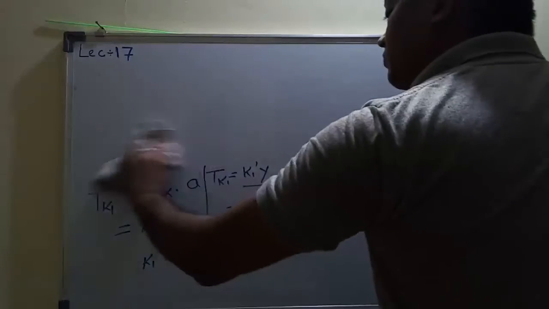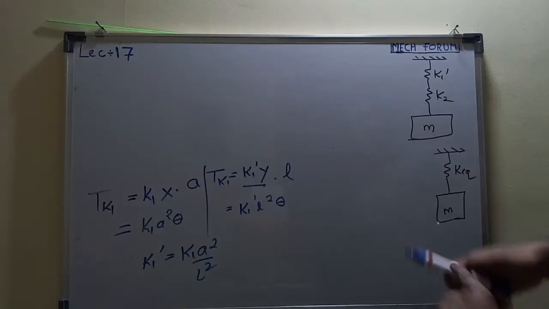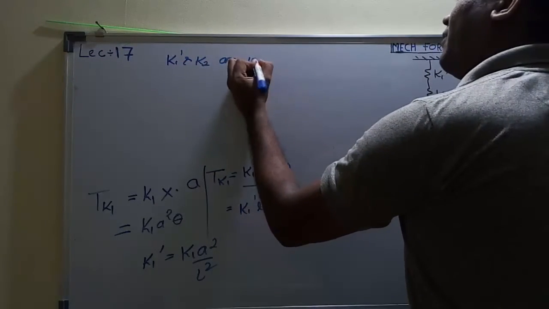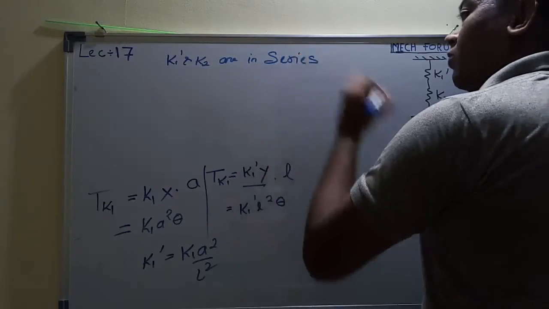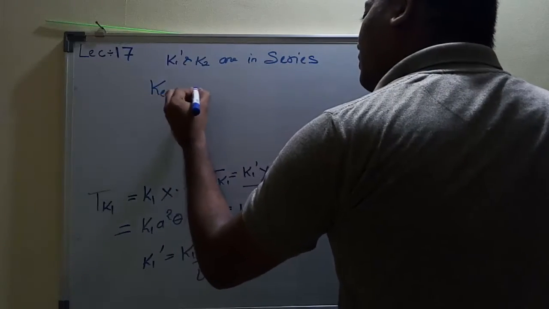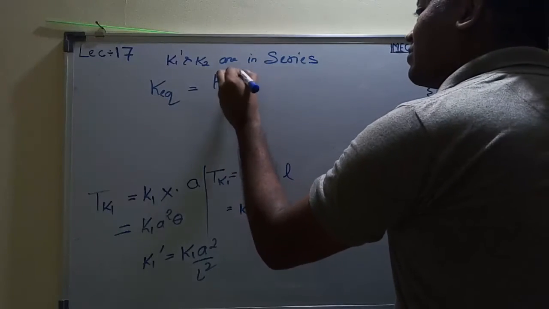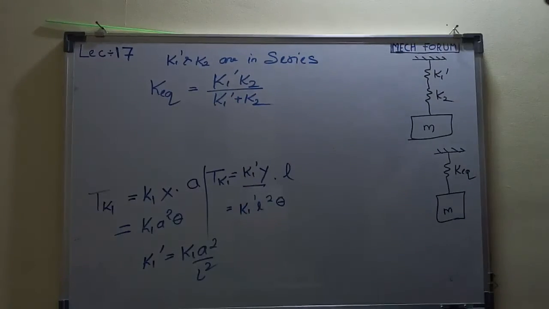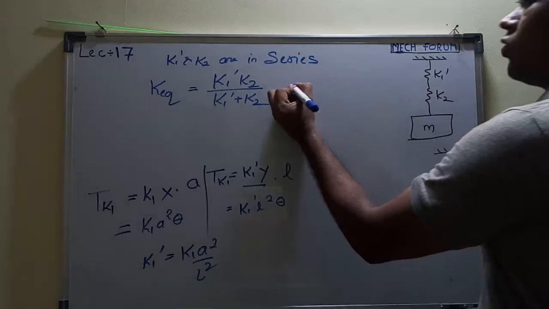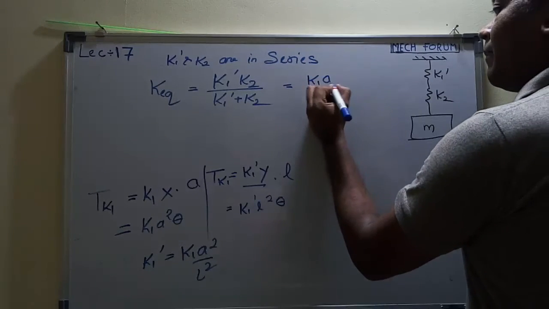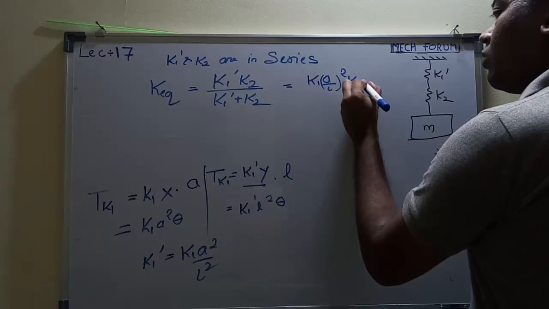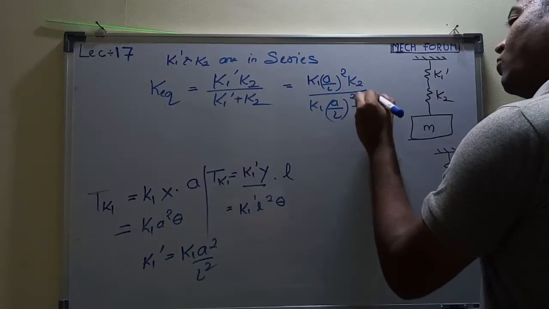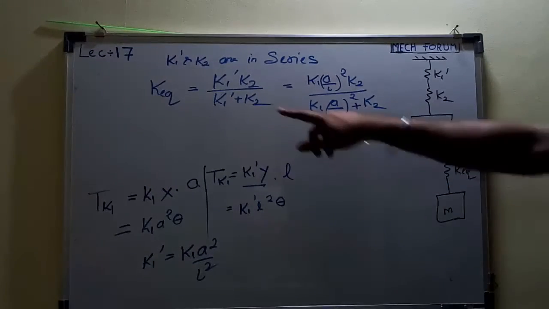Now K1 dash and K2 are in series. So what is the K equivalent? K1 dash K2 upon K1 dash plus K2. This is the equivalent spring combination. Put the value of K1 dash. So you will get K1 A by L the whole square times K2, upon K1 A by L the whole square plus K2. This is the value of K equivalent.